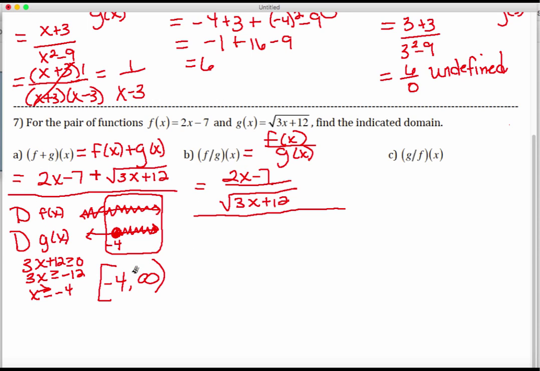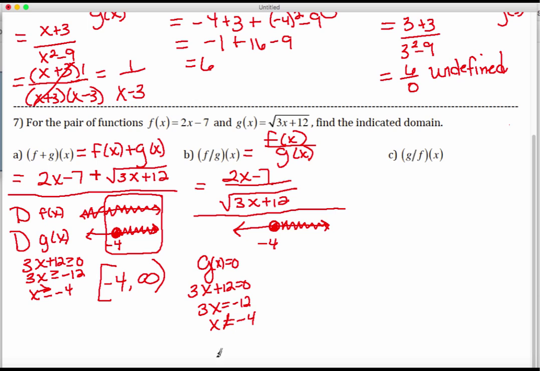The domain is, once again, the intersection of the two domains, except for whatever makes g of x equal to 0. So we're starting with our intersecting domain that goes from negative 4 to infinity. And let's go ahead and figure out what makes g of x equal to 0. That would be taking this denominator and setting it equal to 0. So I'm just going to take the radicand out and set that equal to 0. I get 3x is equal to negative 12 and x is equal to negative 4.